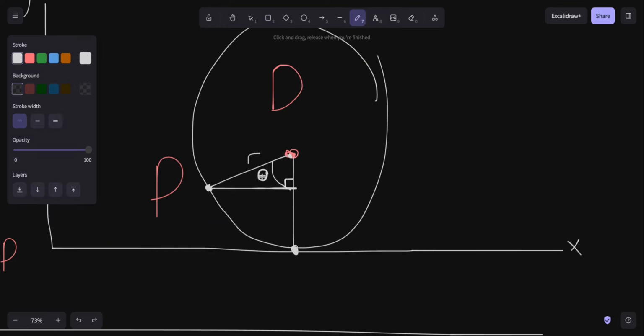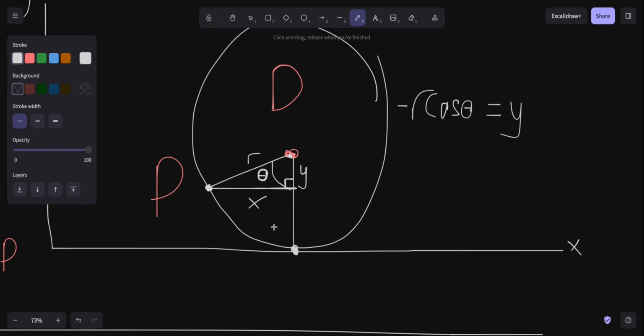Well, I know that cosine of this angle is going to be this adjacent side, which I'm just going to call y. So cosine of the angle is going to be equal to y over the hypotenuse, which in this case is radius. So y is going to be equal to r cosine of theta. However, because we're going downwards in the y direction, I'll put a negative sign here.